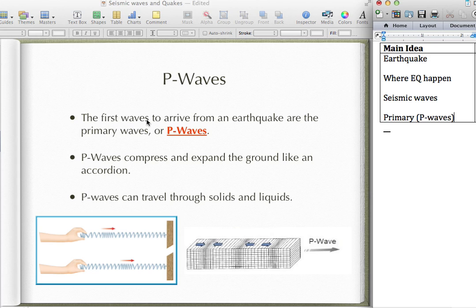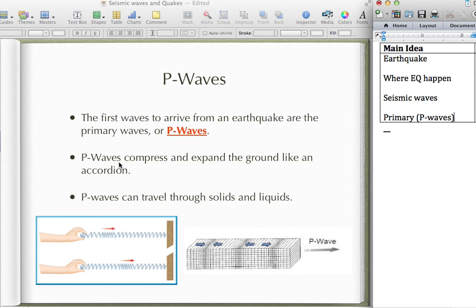Right, these are the first waves to arrive from an earthquake. Right? They move the fastest through the Earth, and they compress and expand the ground like an accordion. Right? So as the wave moves by, it causes the ground to move back and forth. And the way I remember this is that P waves push and pull the ground. So P waves push and pull. And we'll do a little lab tomorrow in class to demonstrate this motion.